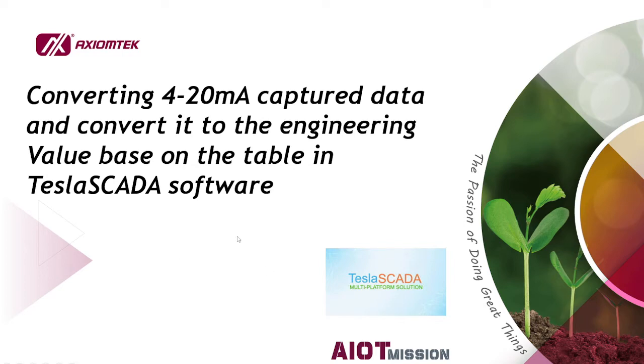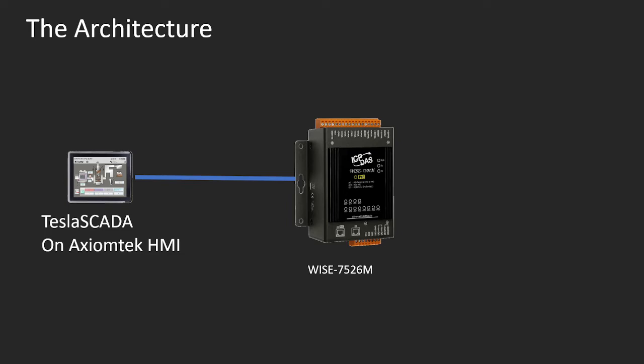The equipment setup for today is that you may have TeslaSCADA running on the ExomTech HMI, or running on another PC. This session is specially recorded for one of our customers. They are using a 7504, or you can use a 7526, or any other analog input module from ICPDAS, for example with RS485. Of course, if you're talking about Ethernet, you can have the ET7019 and so on. Let's start to show how you can use Tesla to do that.